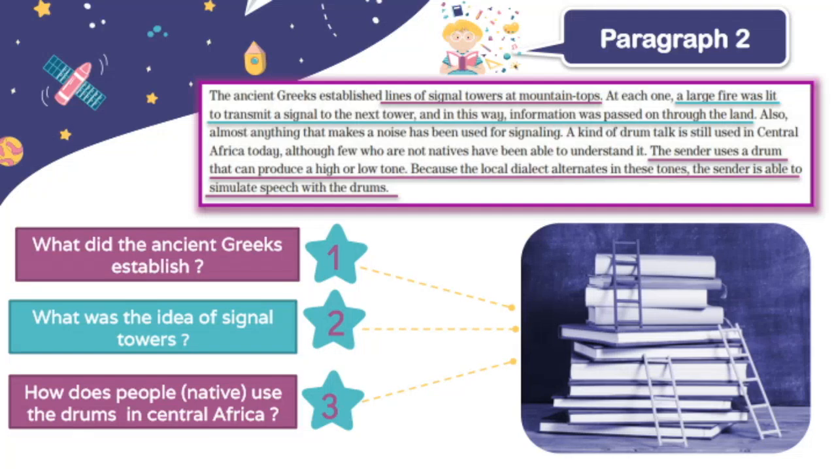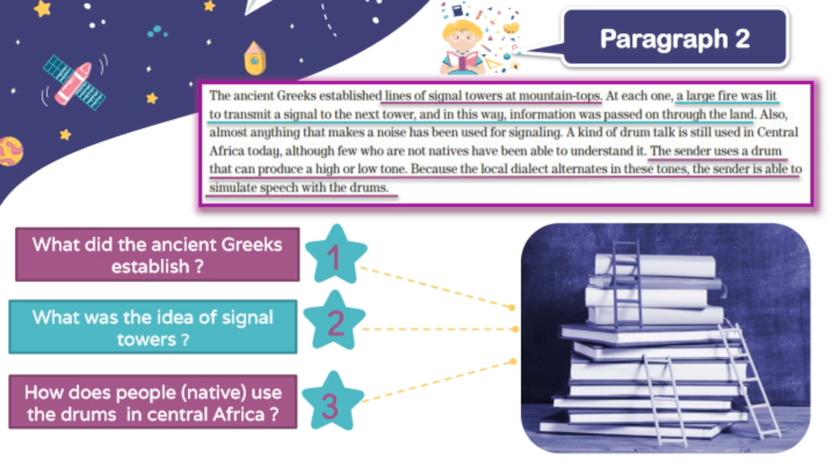Now, let's explore some fascinating ways ancient civilizations communicated. First, what was the idea behind signal towers? Essentially, they were early forms of long-distance communication, using visual signals like fires or flags to send messages across great distances. This method allowed communities to relay important information quickly before modern technology existed. Moving on, what did the ancient Greeks establish?